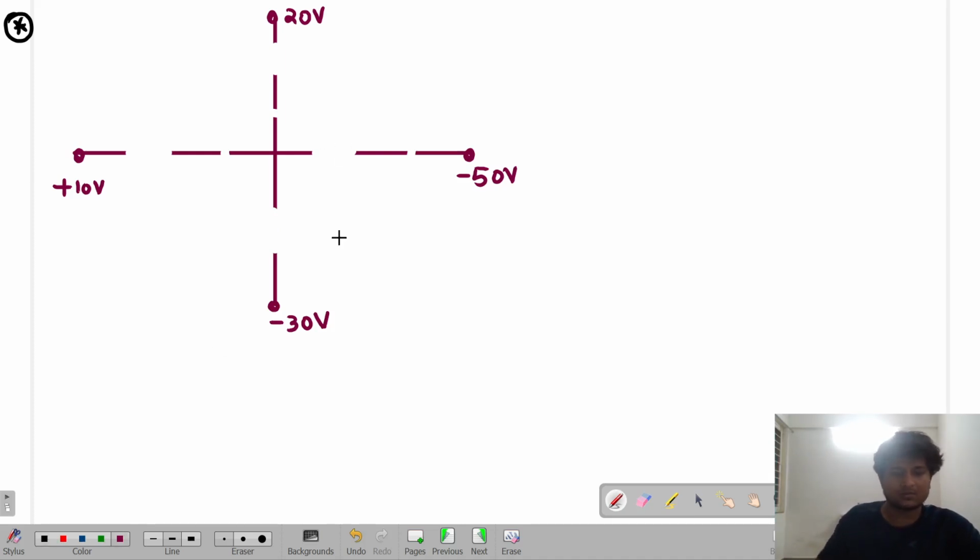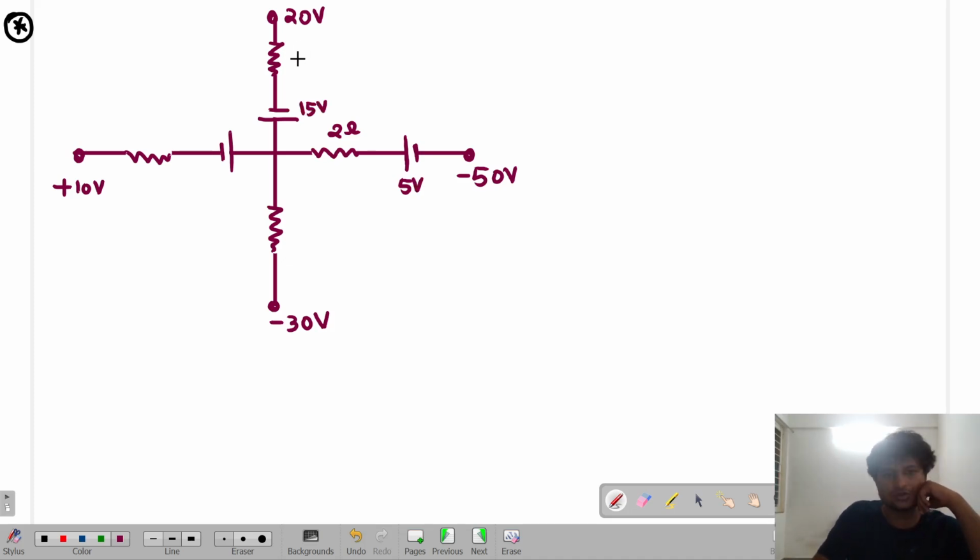Is that clear? So a resistance and a battery. Okay. Battery and a resistor. A resistor only and the battery. So this is given 2 ohms, 5 volt, 15 volt, 2 ohms. This is 20 volt. Okay. And this is 1 ohm. And this is 1 ohm. Got it?